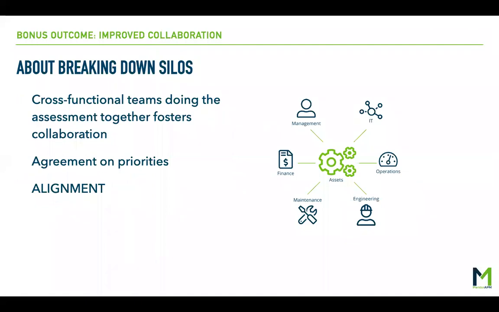So again, what are some of the other benefits that we have from an approach like this? One is, because we're dealing with a cross-functional team and a cross-functional approach, we end up having a greater degree of collaboration. Engineering understands why operations or maintenance is something, and vice versa. There's an agreement on priorities and a tremendous degree of alignment.